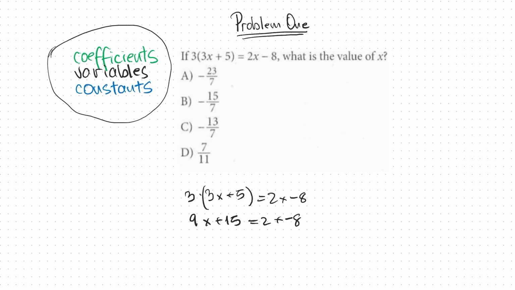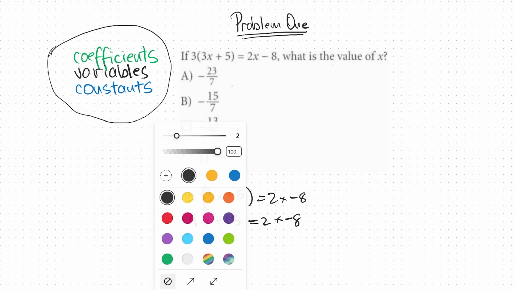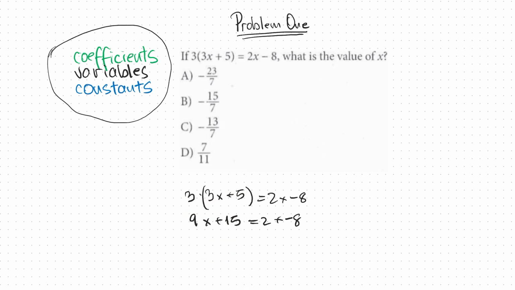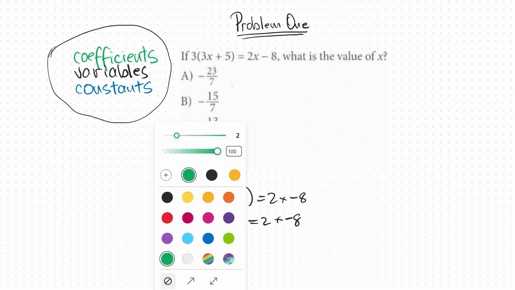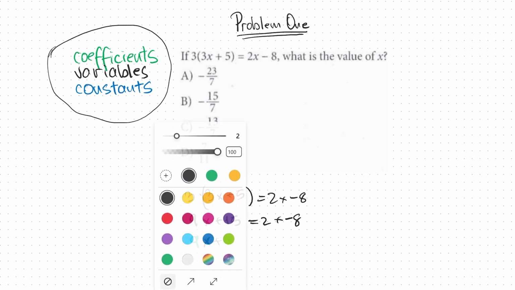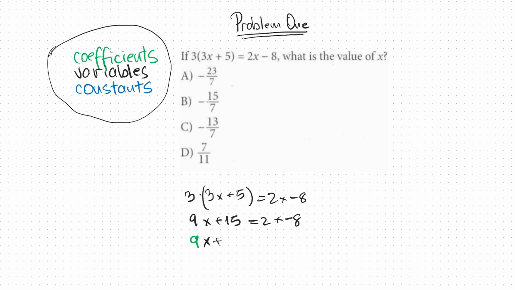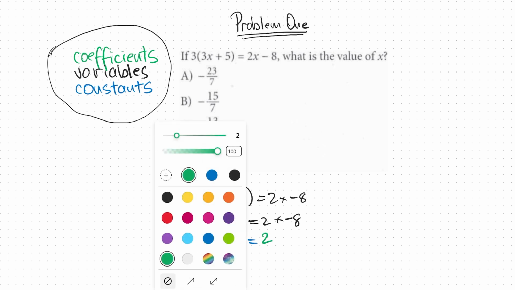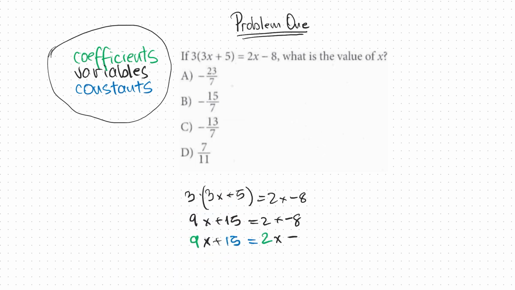Now here at this step, we're able to identify coefficients, variables, and constants. So for coefficients, we're going to start by writing 9 with green, x as a variable with black, and then 15 as a constant with blue. And then this will be equal to, once again, we have a coefficient, 2 times x minus another constant, 8.